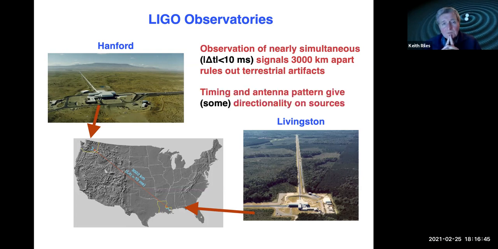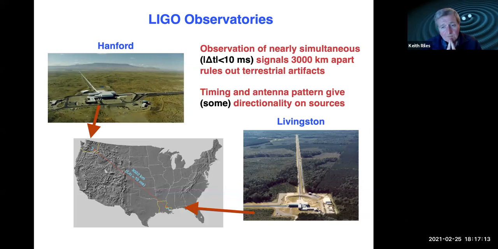Having the separation between the observatories also helps in identifying where the source came from. There's going to be some time difference between the signals that arrive in Hanford and Livingston. It'll be between plus and minus 10 milliseconds. And depending on what that value is, it gives you basically a ring on the sky that's consistent with that time difference between the two arrival times. So that gives you some directionality.